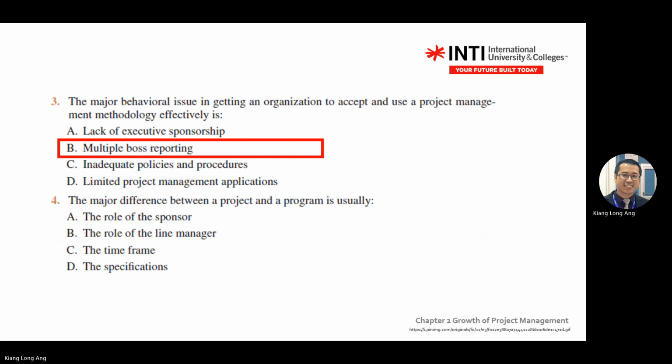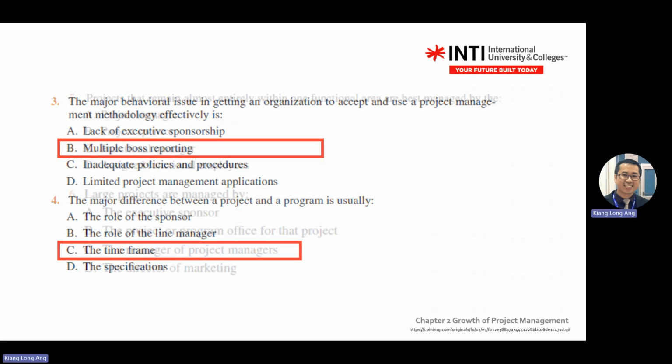So, okay, this one. Major difference between a project and program. This one also has a slide about the program, the three P definition: project, program, and one more. I forget what it is. So the major difference between project and program usually is the time frame. You look back at the previous slides, there is a slide that tells you the definition for project, program, and one more. There's a 3P definition there.